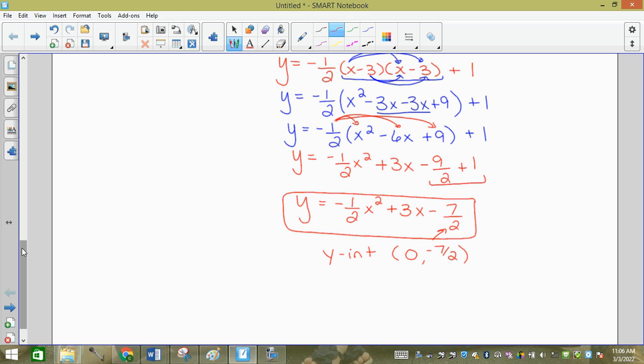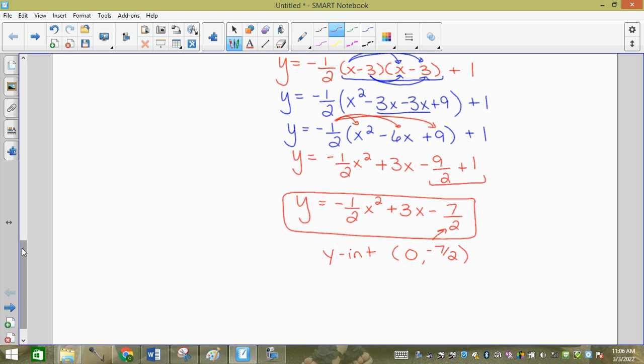So if I ask for standard form of an equation of a graph, can I just go to standard form? No. If I ask for an equation of a graph, it doesn't matter if I ask for standard or vertex. I have to do vertex form first, then convert. That's the only way I can do it. I can't go directly to standard. If you try, it's not going to work out well for you.